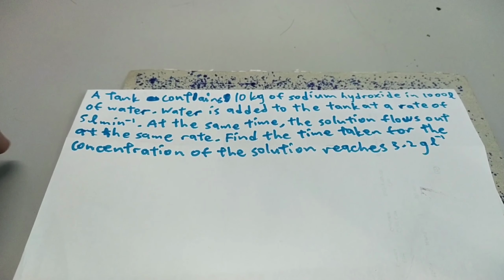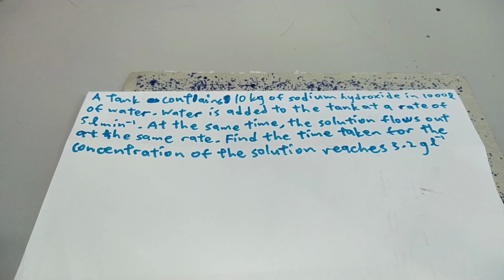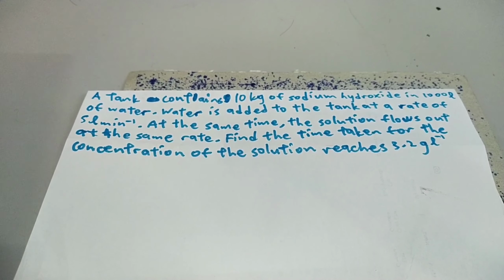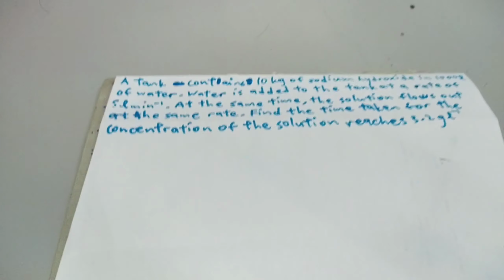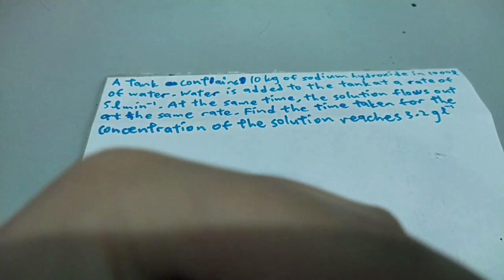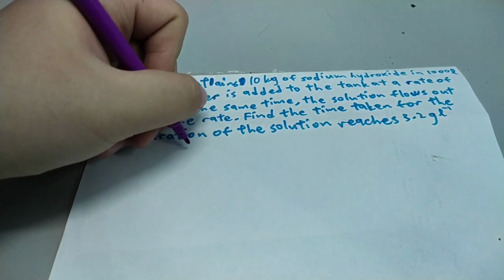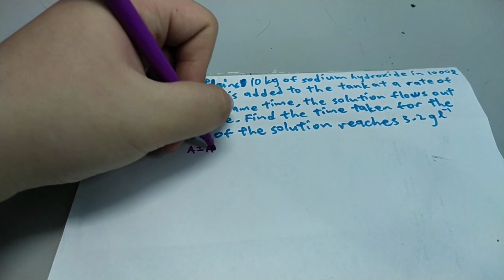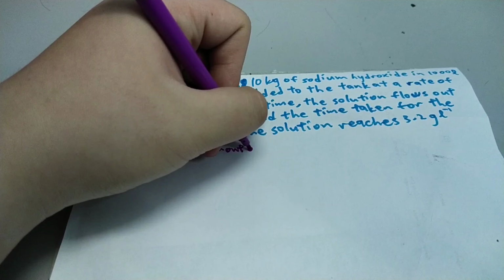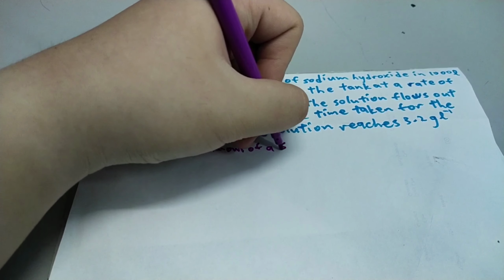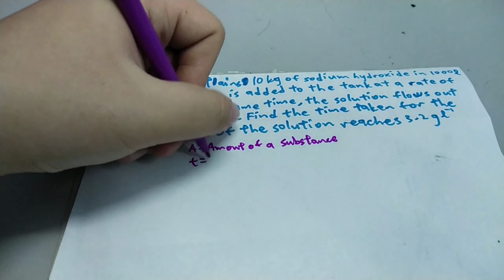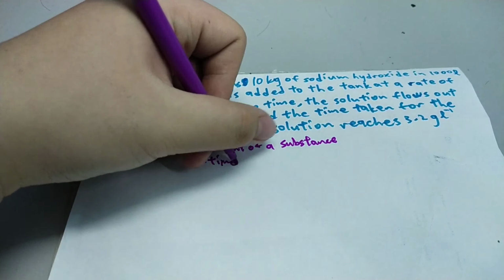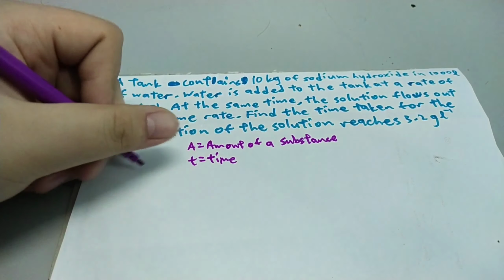Okay, so let's define a differential equation from this problem. Now remember, when we talk about a mixing problem, we must remember this formula, right? Which is dA over dt, where A is the amount of a substance and t is the time. So we must remember the formula.